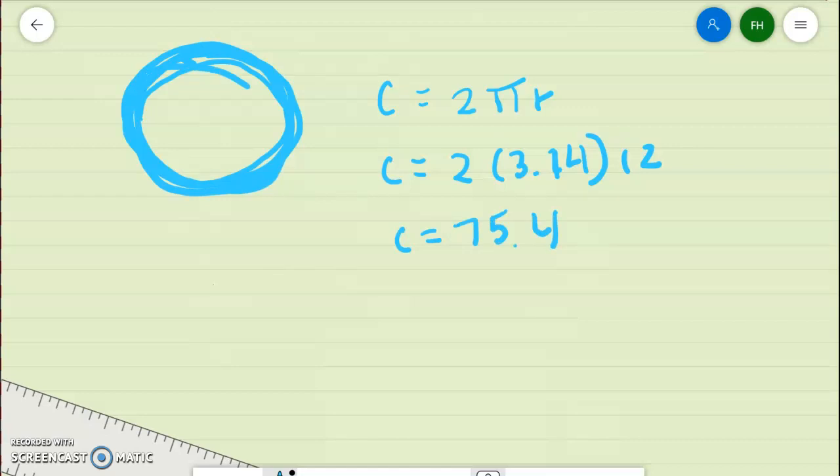But we need to know how many would be 100 rotations. So that would be 7540. It would travel 7,540 inches, which is about 628 feet, just in case you were interested.